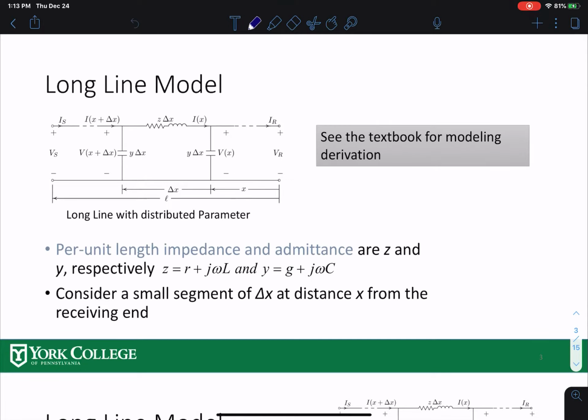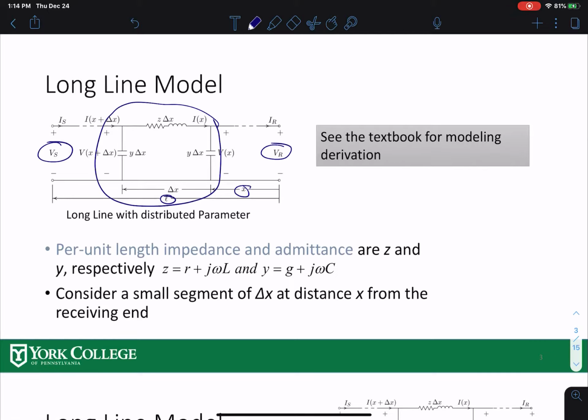To do that, again, we're going to use the same kind of pi model here, as you can see. We have the receiving end here and the sending end over here. We have a section of line at distance x from the receiving end, and the length of that section of the line is delta x. The whole line length is L, as you can see over here. So we are looking at a small section at distance x from the receiving end.